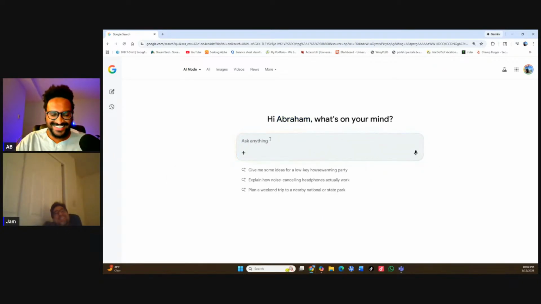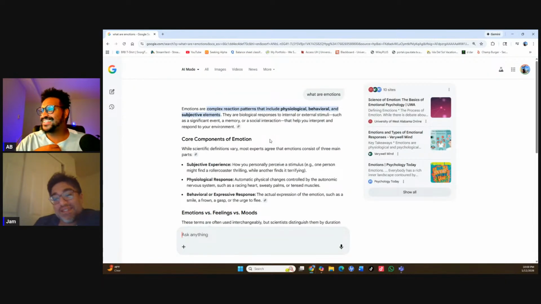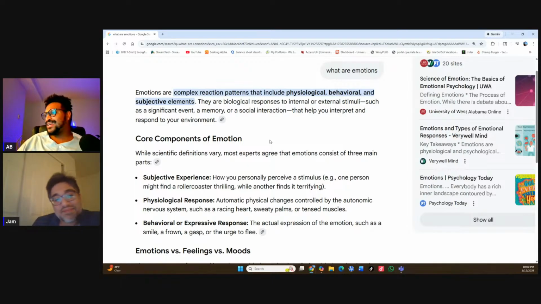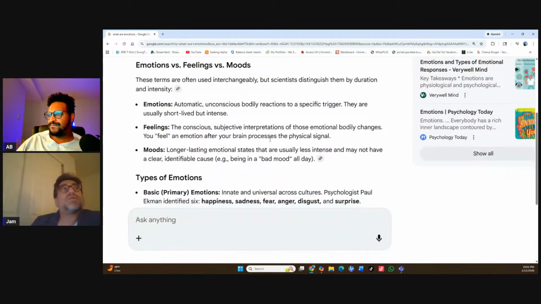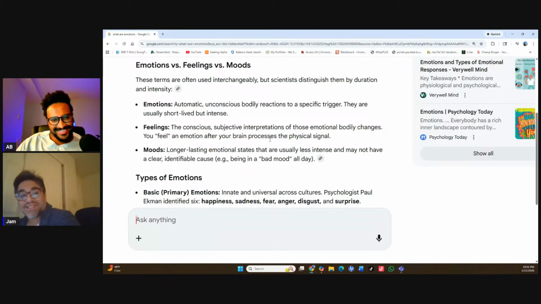Emotions. What are emotions? What is it that I say, that emotions are the point of life? Emotions are complex reaction patterns, biological responses to internal and external stimuli, such as an event, memory, or interaction, that help you interpret and respond to your environment. Remember we were at the layout and you asked, would you get married for 2 years of happiness if you then had 5 years of unhappiness? I think we both agreed, I'll take the 2 years of happiness. That's emotion, bro.